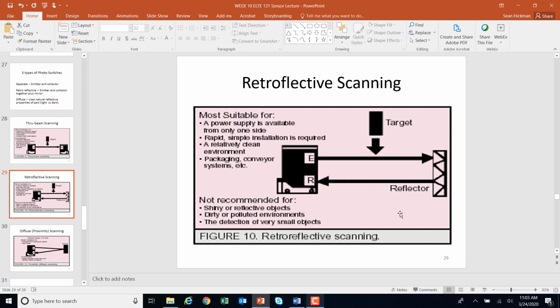Retroreflective scanning. There's a mirror. So instead of having the emitter on one side and the collector on the other, they're contained in the same unit. Okay, and therefore you need a reflector. Or if the item you were trying to detect was very shiny, maybe you were manufacturing something that's very shiny, well then this would automatically read it, okay? So take a look at the pros and cons of this and understand retroreflective.